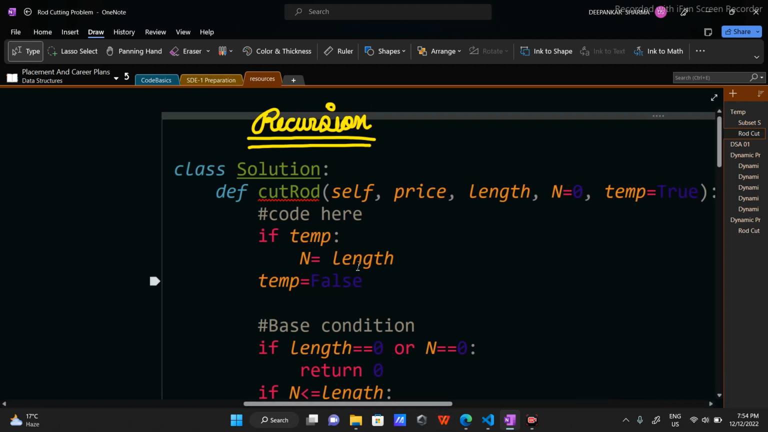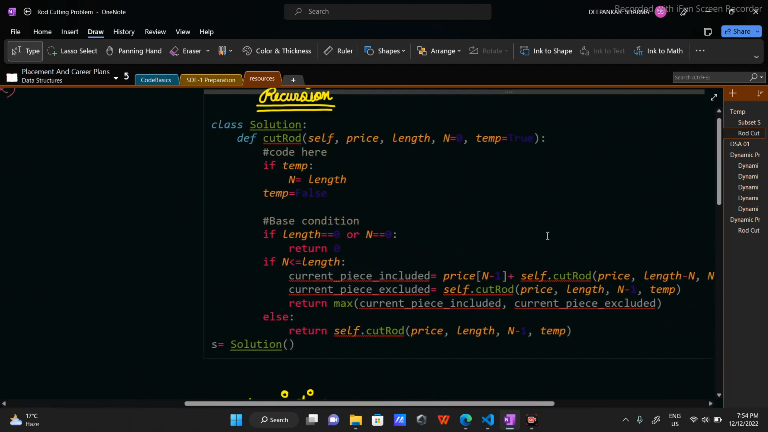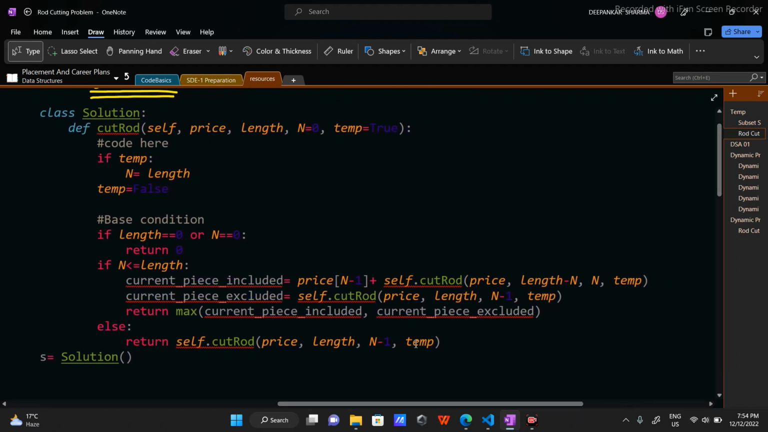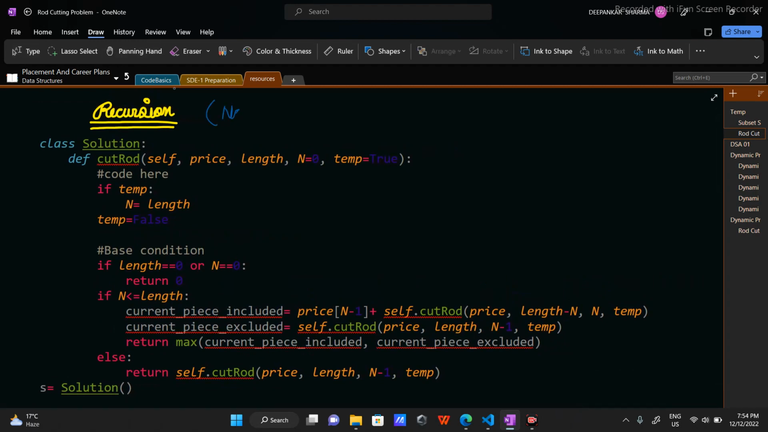See, because this is the recursive code. This is the recursive code for this problem. But see, recursion is not optimal. This will be naive. So this is the most naive thing that we can think about. So what's happening here? Initially, the temp was true. This is just to initialize a variable n to the length.